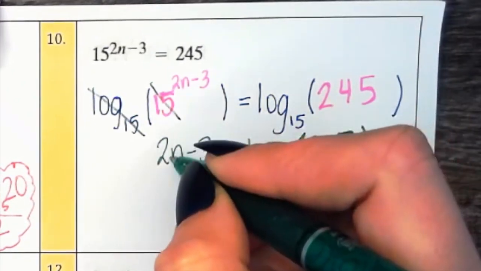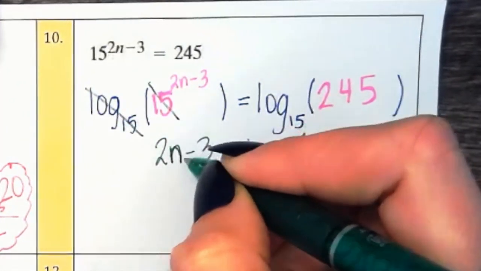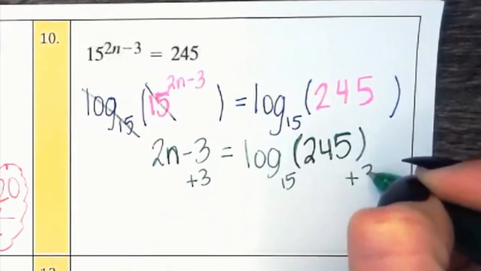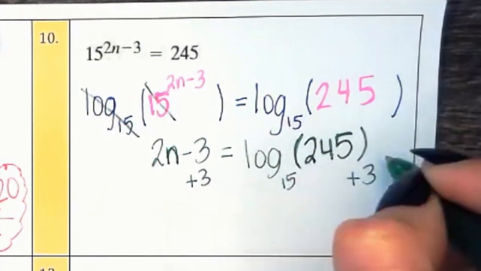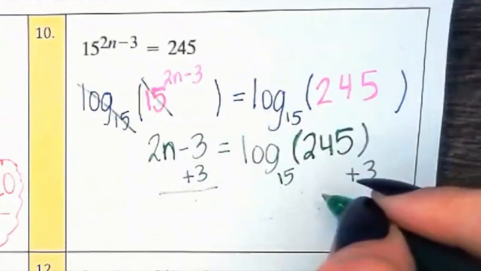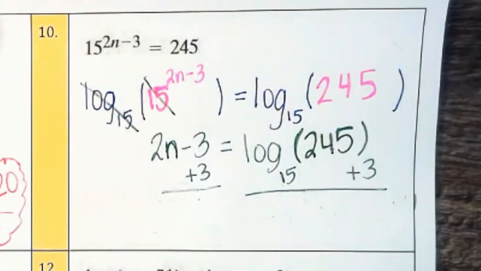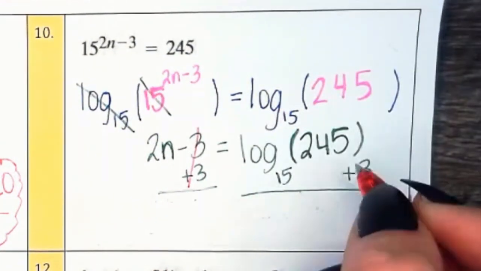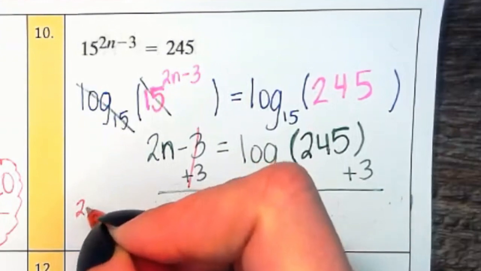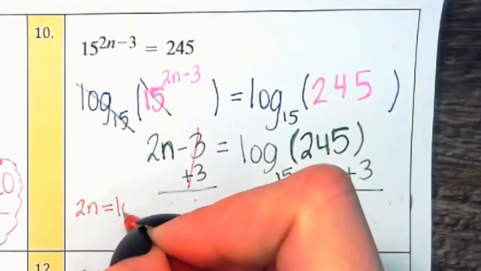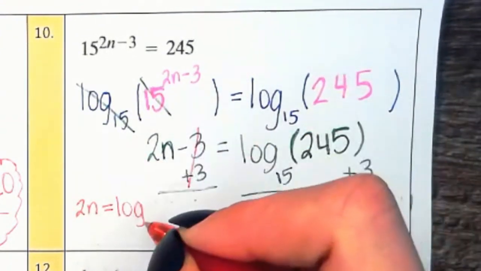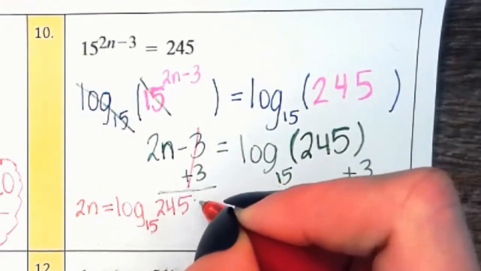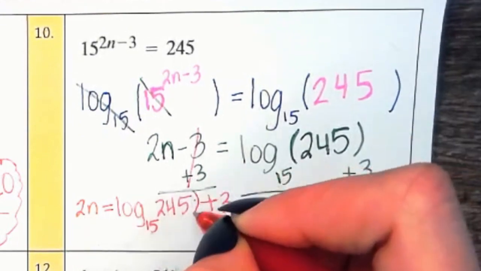Next thing, we have to isolate the variable. And it just happens to be n, my variable this time. I'm going to add 3 to both sides. It will not combine entirely with this. It'll just be on the side. Now I'm going to switch pen colors because I feel like I'm going to run out of room over here. So that cancels out, and we will have 2n equals log base 15 of 245, plus 3. This is all together.